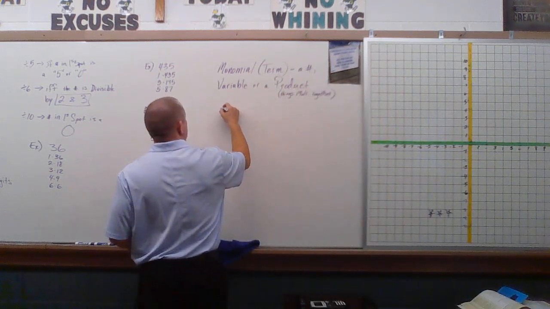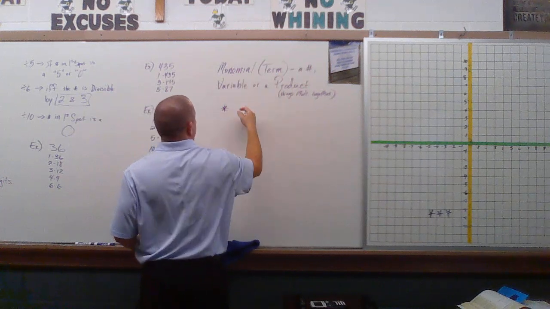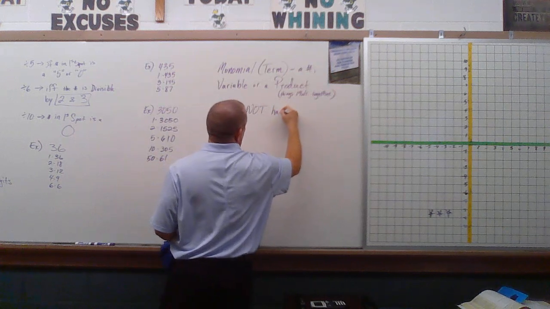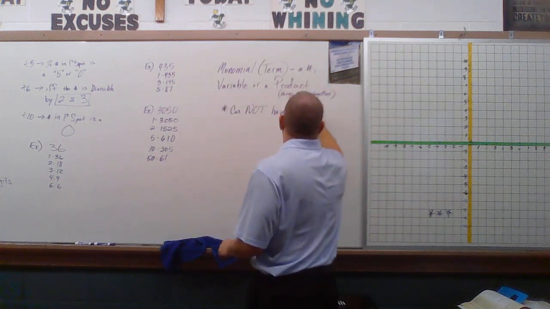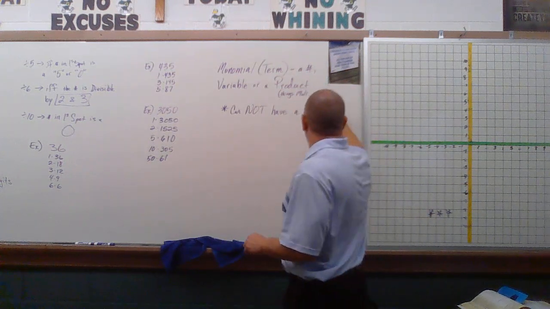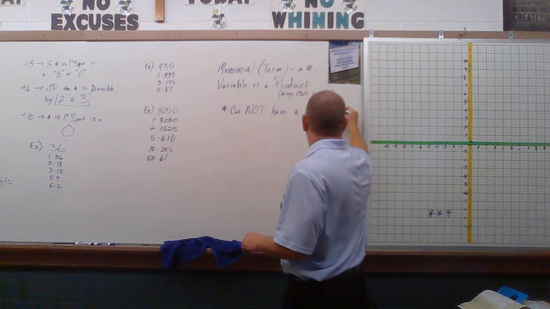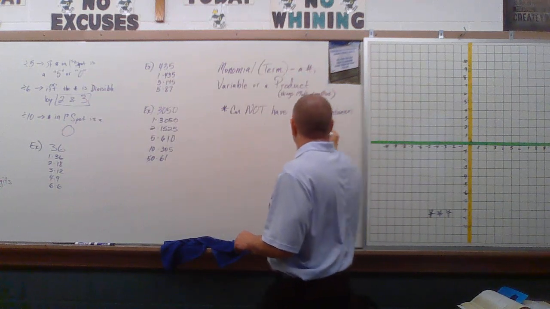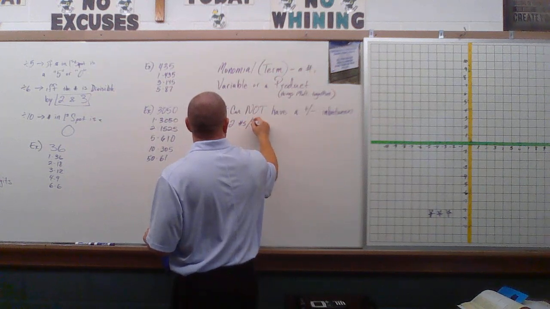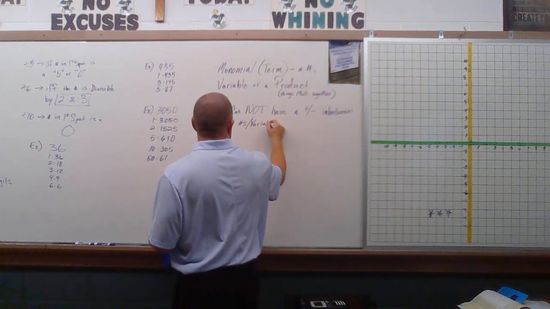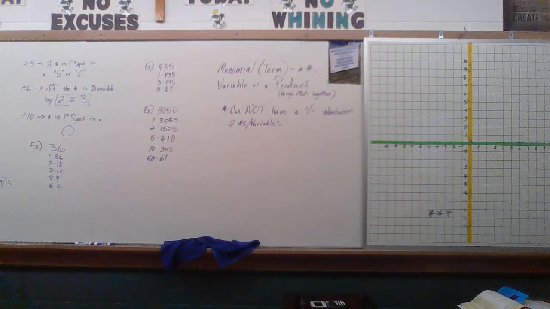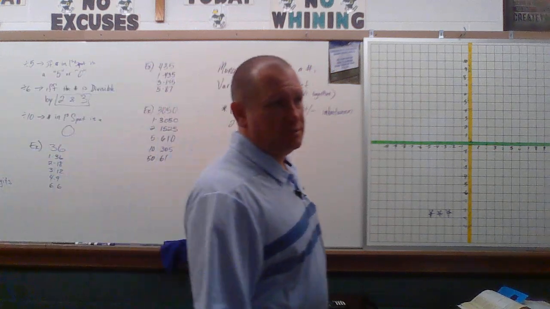So, big star here. Monomials cannot have a plus or a minus in between two numbers or variables. So again, it's a product, it's not addition and subtraction.